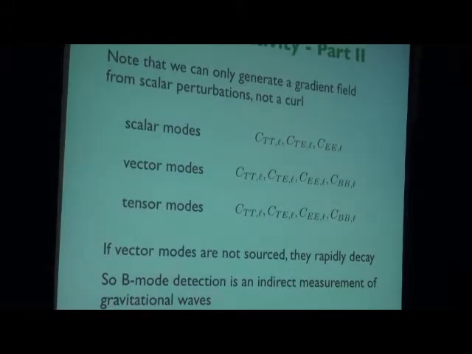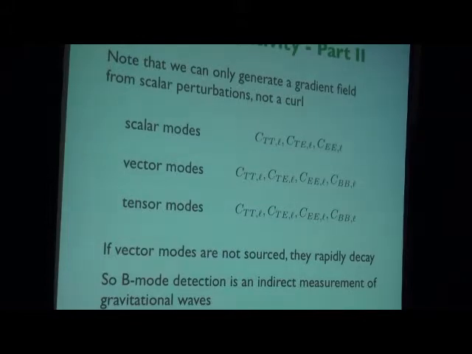Okay, so one comment one can already make at this point is that if you only have a density perturbation, then the only way to make a vector out of it is really to take the gradient. In particular, you cannot really make a curl out of it. And we saw that the E modes are generated by gradient pieces and the B modes by a curl. So this means that scalar modes only generate TT, TE, and EE, but don't generate BB, while vector modes generate all four of them, and so do the tensor modes.